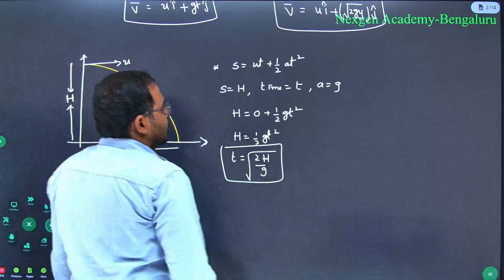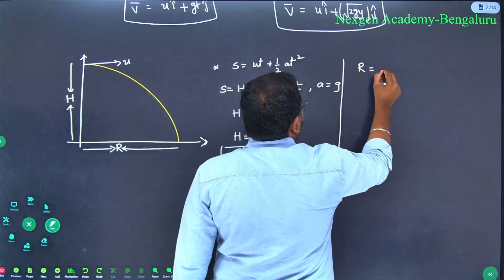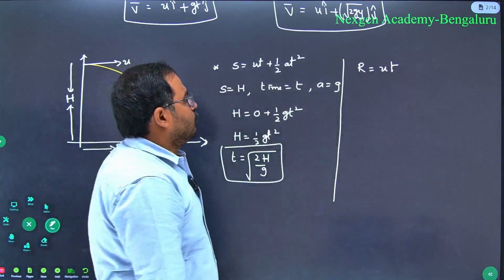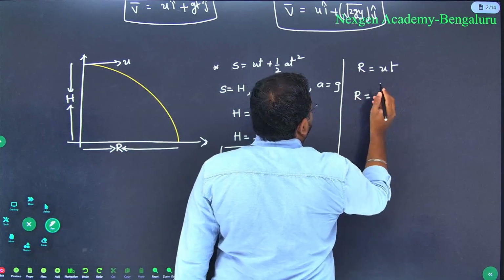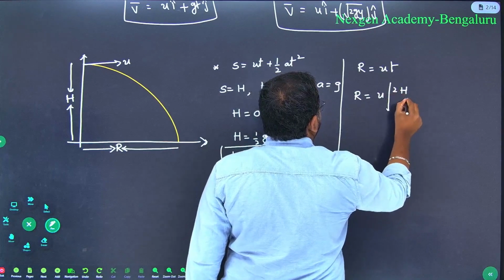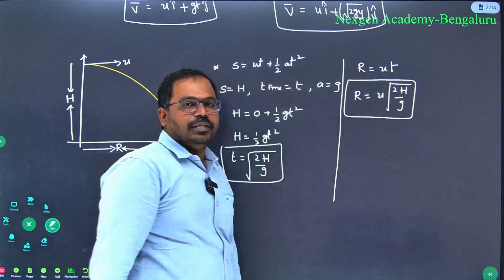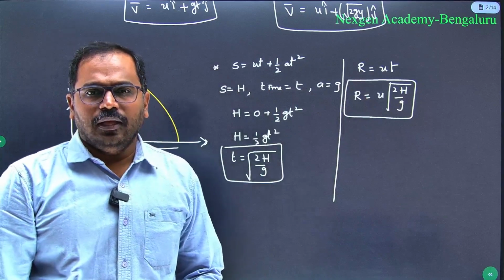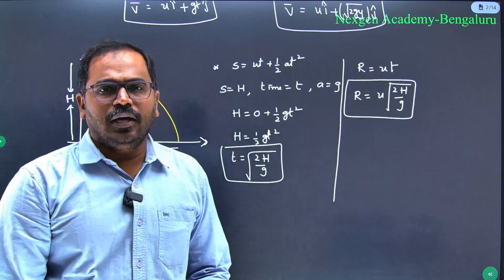And next, what is the horizontal range here? Horizontal range R is equal to u into t. Okay, fine. So R, the horizontal range, is equal to u, the projection velocity, times t, which is square root of 2h by g, where h is the height of the tower or height of the building. That's the horizontal range. R is equal to u into square root of 2h by g. Okay, right. Sometimes in questions they'll ask two applications on the horizontal projectile.